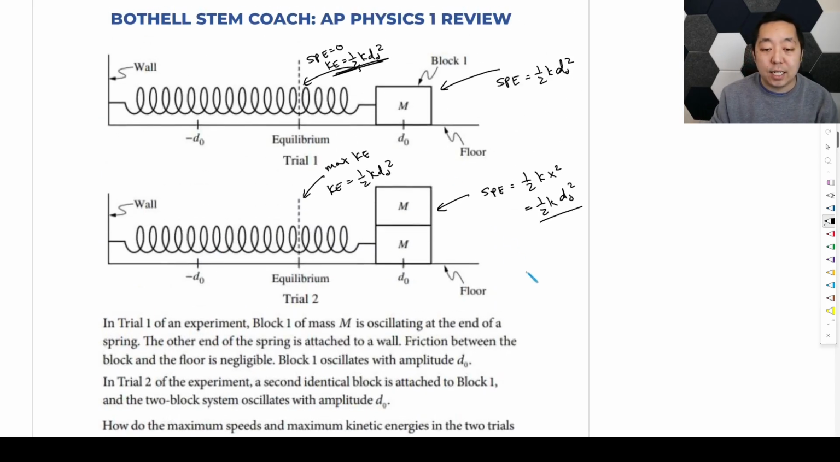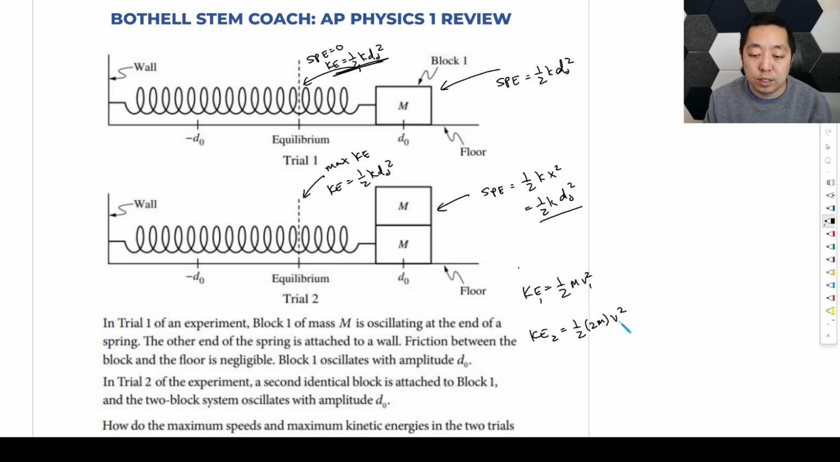Now, what is that kinetic energy? Well, that kinetic energy equals 1/2 m v squared for trial 1, and for trial 2, it's going to be 1/2 (2m) v squared. So this is v1, this is v2. Say at this point it's moving at v1, and at this point it's moving at v2. So they have the same kinetic energy in the system overall. However, this has more mass, so it has to be moving slower if these two are the same. They have the same kinetic energy, but because this one is more massive, its speed must be lower.